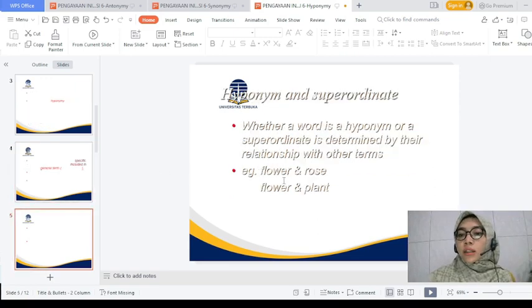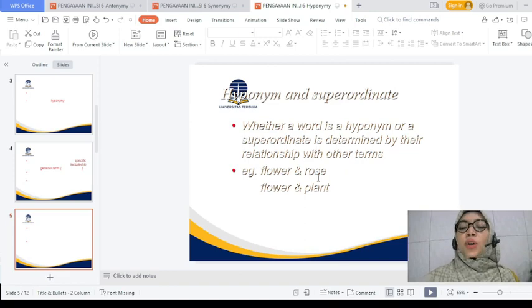Another example is flower and rose. Rose here is the subordinate of flower as the superordinate. Since rose is a part of flower, rose is called the subordinate, and flower is called the superordinate. Whereas flower is a small part of a plant, so flower is called the subordinate, while plant is called the superordinate.